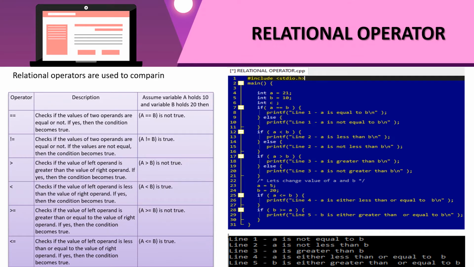The relational operators are used for comparing two quantities or the values of two variables in the C language. Now here you can see that there are 6 types of relational operators. The first relational operator is the double equal to sign. It checks if the values of two operands are equal or not. If yes, then the condition becomes true. Now let us assume that variable A holds the value 10 and variable B holds the value 20. Then A equal to B is not true.